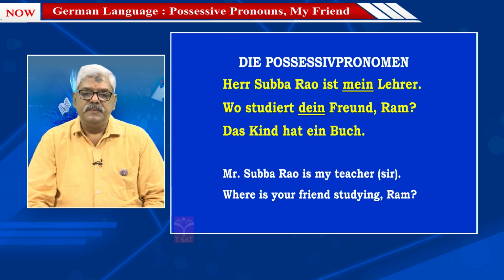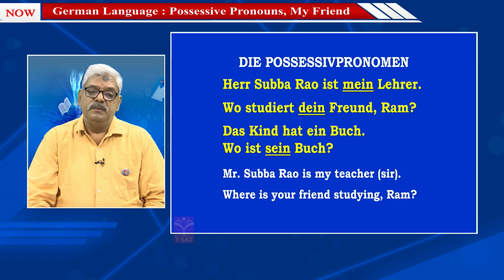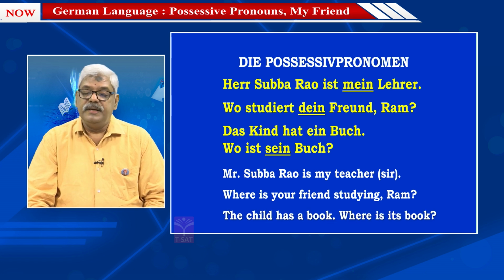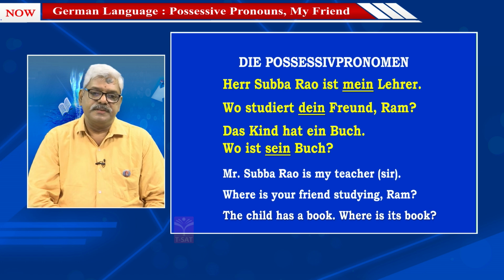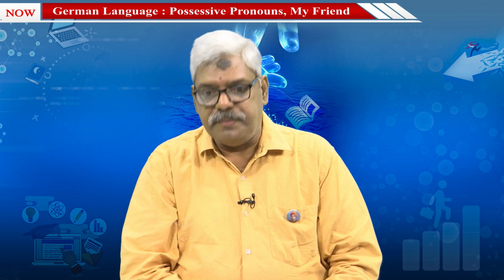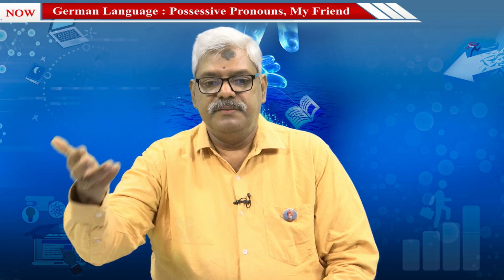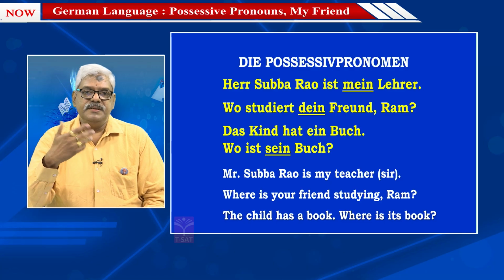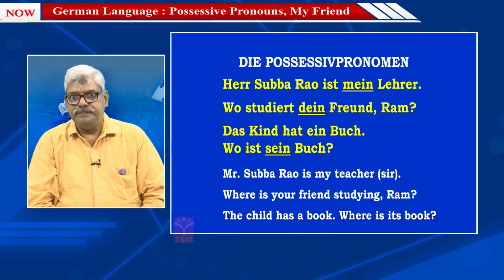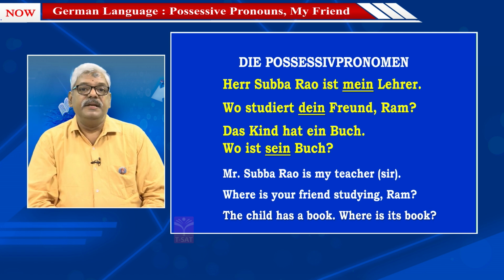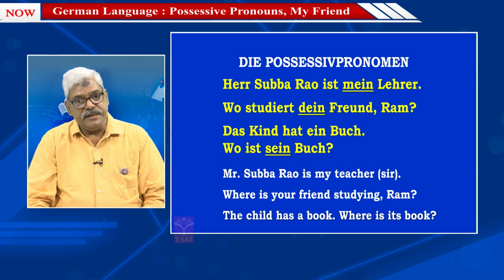Das Kind hat ein Buch. Wo ist sein Buch? The child has a book. And where is its book? Child, you say it as its. You have seen in all these sentences, the e was not there because the gender of that word, Lehrer, Freund or Buch, is masculine or neuter accordingly. Only for feminine and plural when we use, then only we get that. So we'll move to other examples.